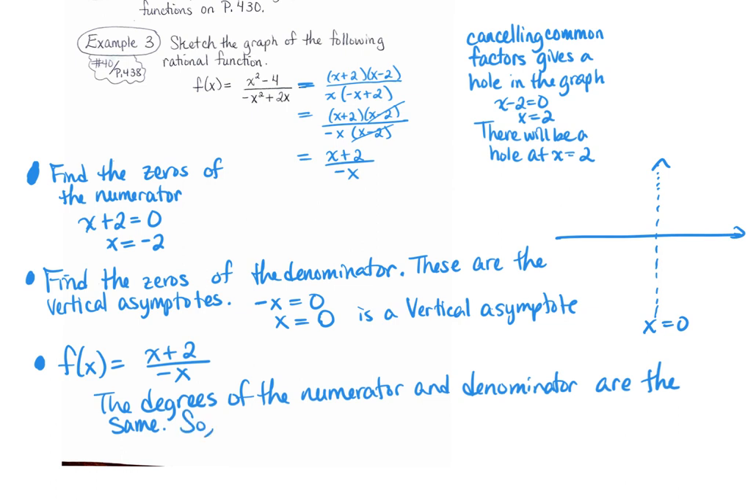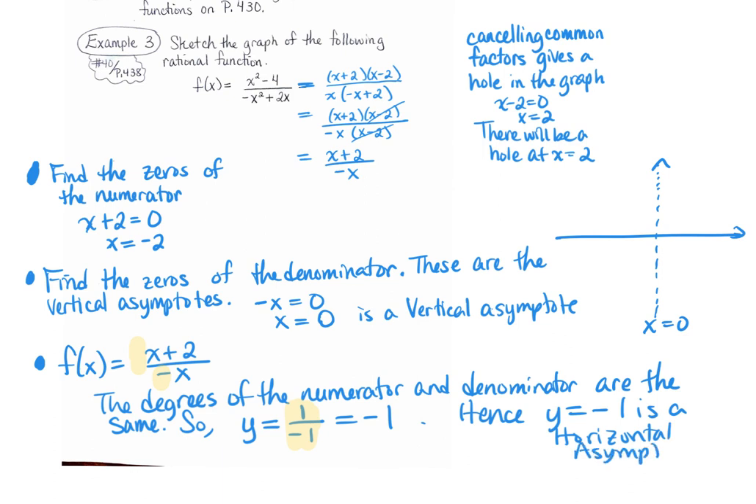So y equals 1 over negative 1, which is negative 1. So we take our coefficients, and that's what we did here, which means y equals negative 1 is a horizontal asymptote. So you can go ahead and put your horizontal asymptote at y equals negative 1. And we label it there.